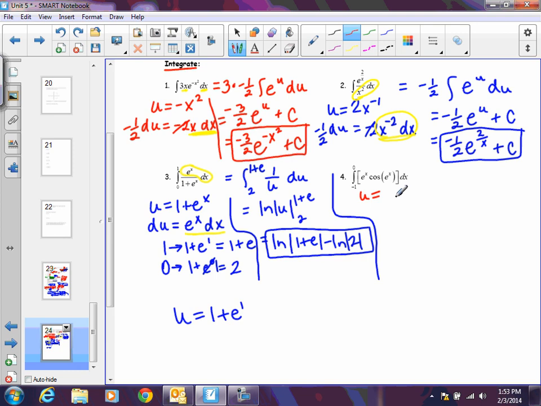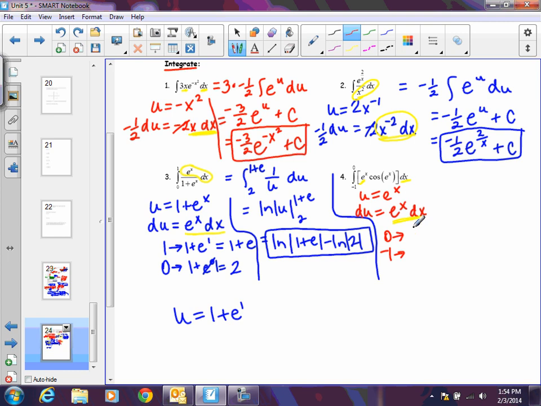And so what do you think u should be? e to the x. So let's try it. Then du would be e to the x dx, and this works out because I have an e to the x, and I have a dx. I can take out the e to the x and the dx, and replace it with just a single du. Now we've got to go ahead and change these numbers as well. Anytime you have bounds, you need to go get u notation and then stay there.